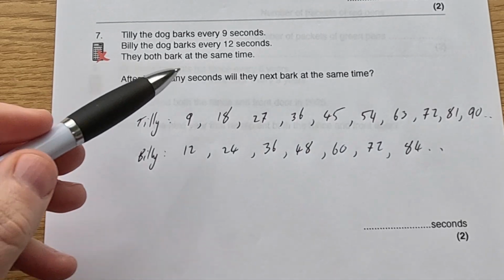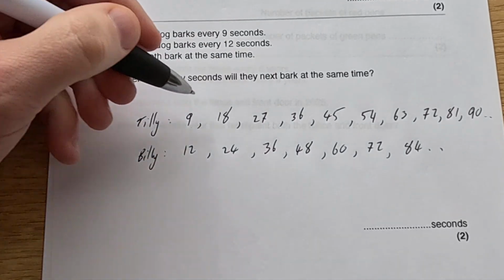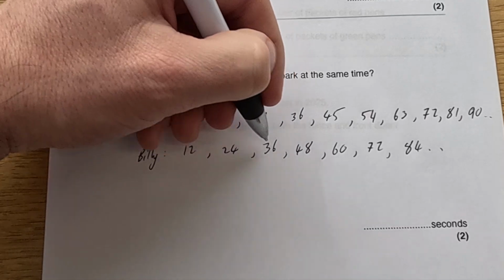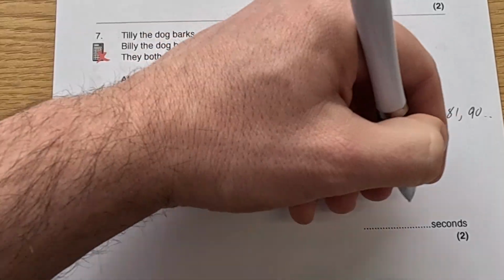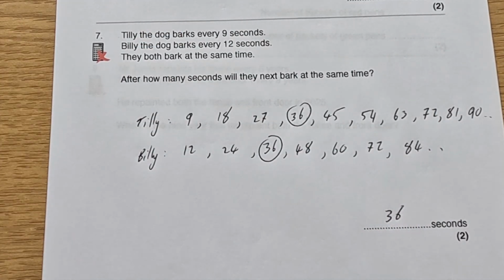Now it says after how many seconds will they next bark at the same time. So let's look for the lowest common multiple. And as you can see here, that's going to be 36. That's after 36 seconds. And that's it. So both dogs will bark again after 36 seconds, unless someone goes to see them and see why they're barking every 9 and 12 seconds.